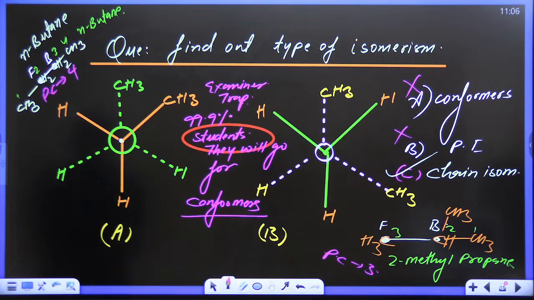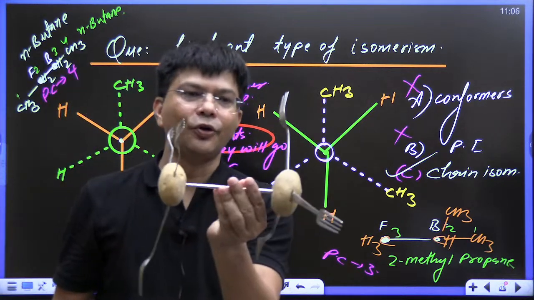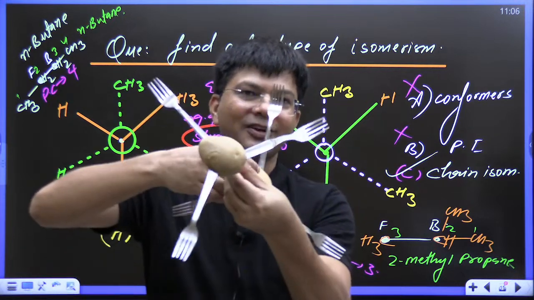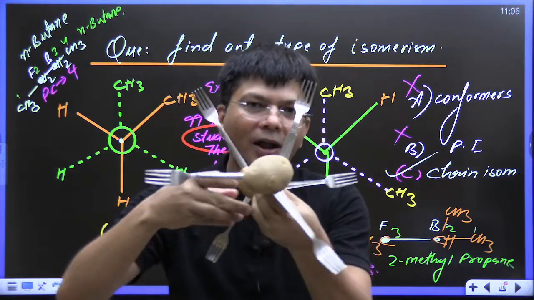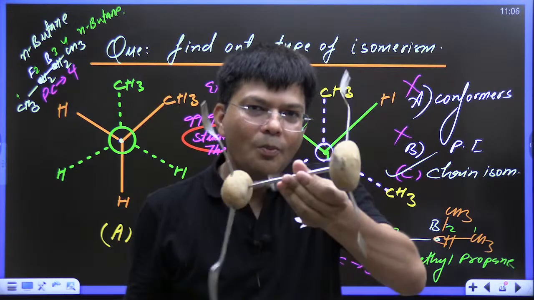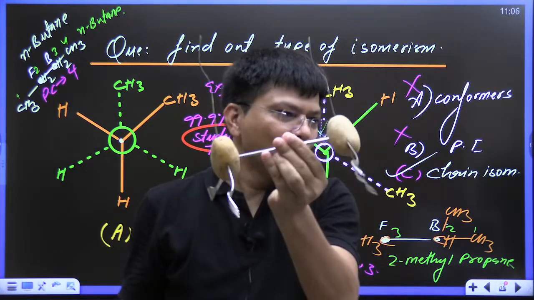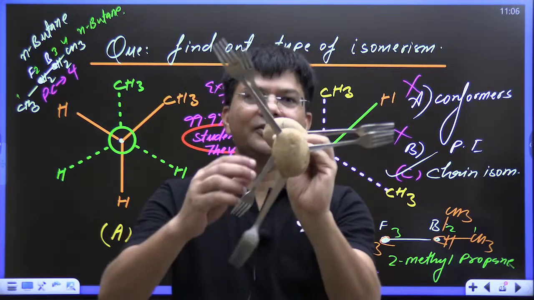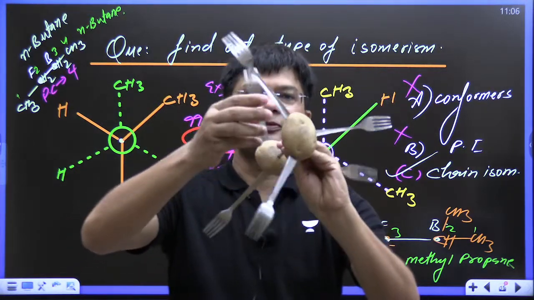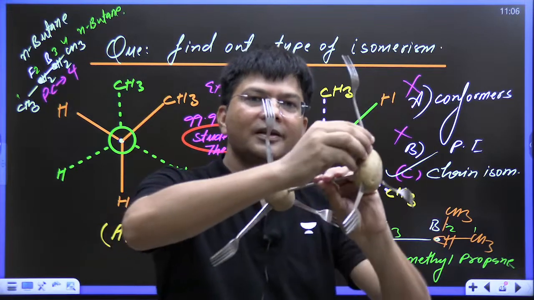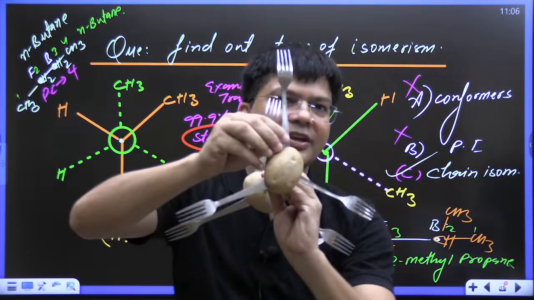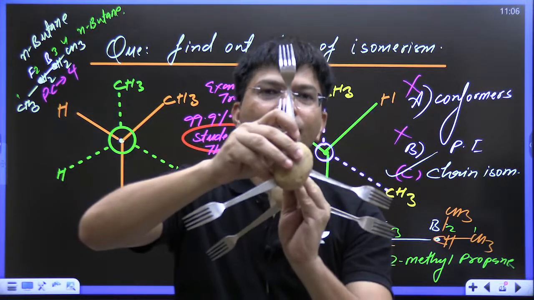For those who are new, in the starting I showed you this is ethane or butane or whatever the structure. You can see the ball and stick model. This is the eclipsed form. This is seen by the Sawhorse side view, and this is seen by Newman, the front view.